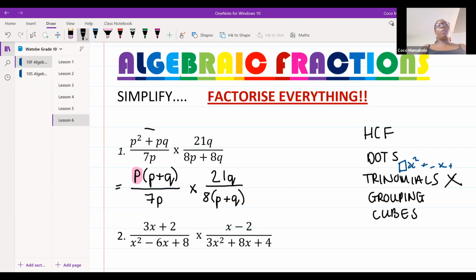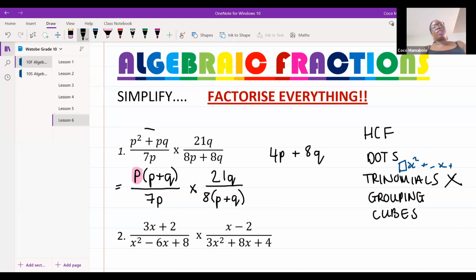Tristan says, ma'am, if one of the 8s was a 4, would the HCF be 2? No, Tristan, it wouldn't. Let's write it out. If I had 4P plus 8Q, what number do they have in common? It's not just 2. They do have 2 in common, but what's the highest number that they have in common? That's it, Siambonga. Well done, guys.